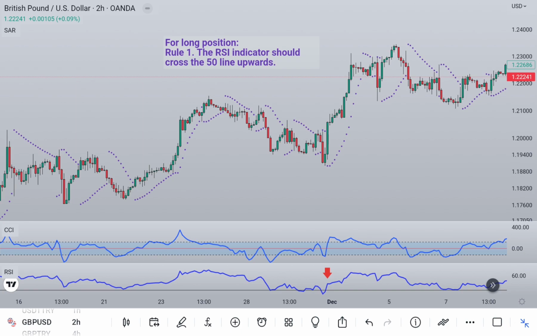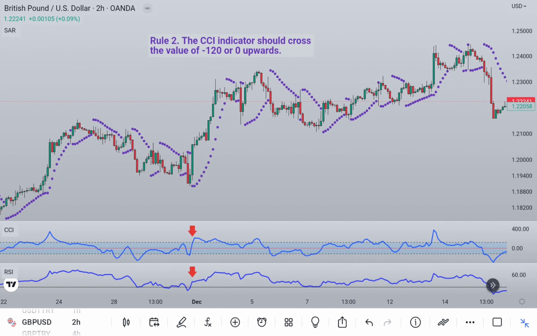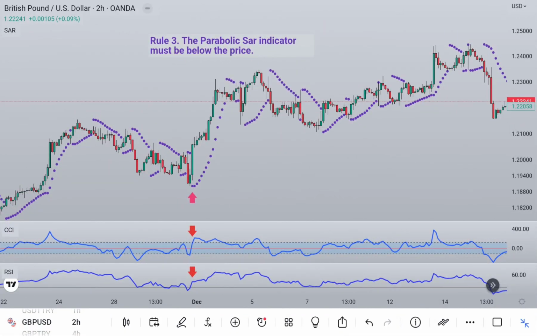For long position, Rule 1. The RSI indicator should cross the 50 line upwards. Rule 2. The CCI indicator should cross the value of -120 or 0 upwards. Rule 3. The Parabolic SAR indicator must be below the price.